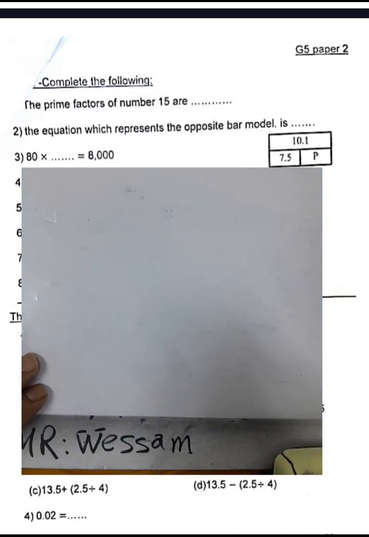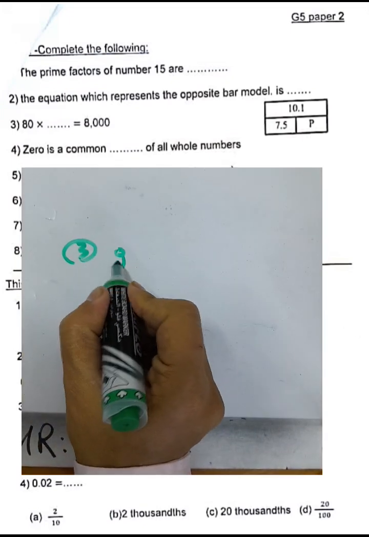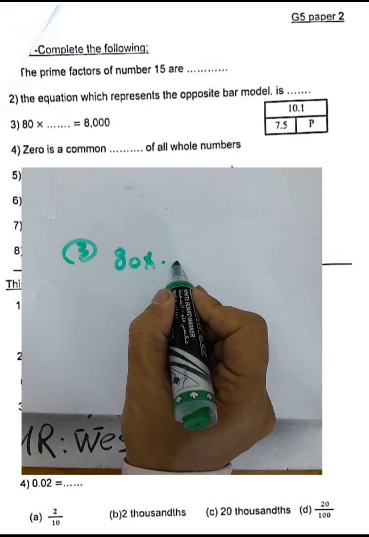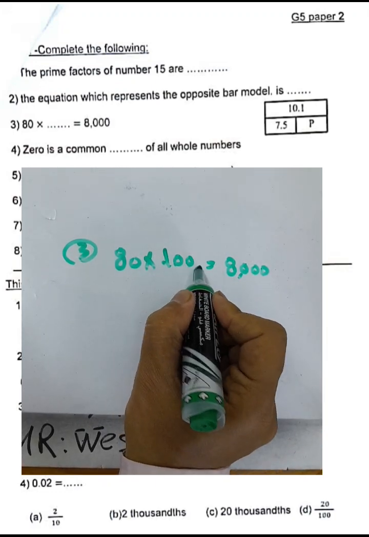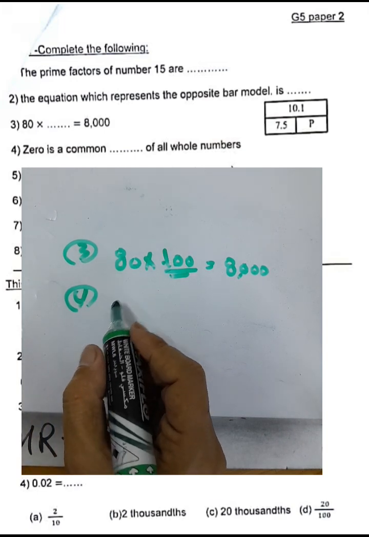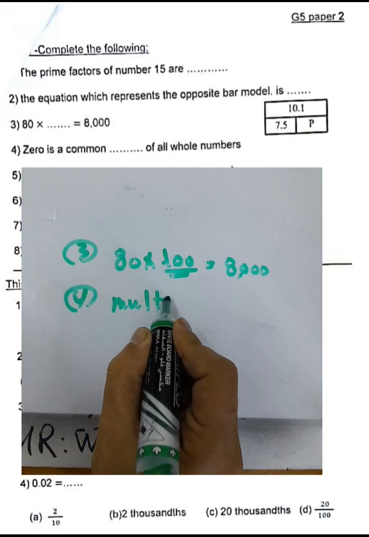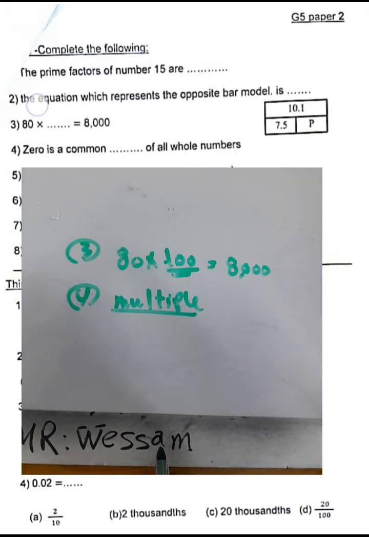Next example, number 3. 80 times space equal 8,000. 80 times 100. Number 4. 0 is a common multiple of all whole numbers. Question 5.